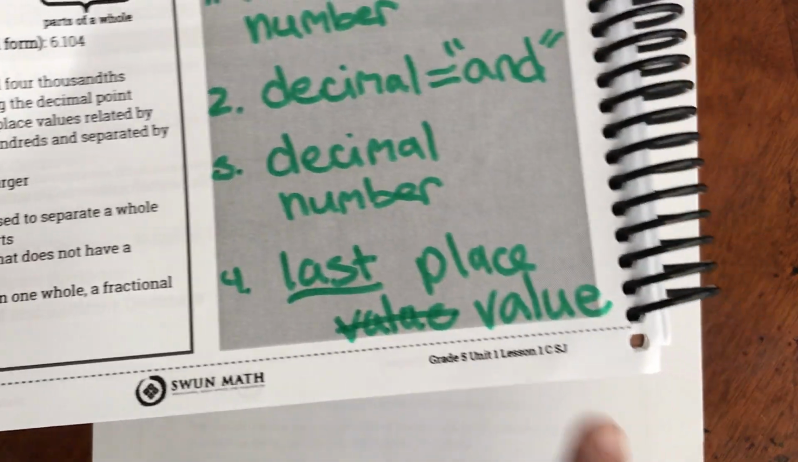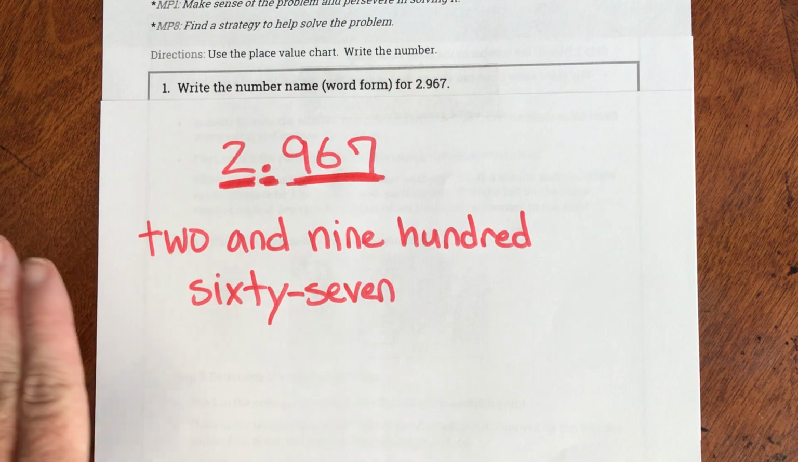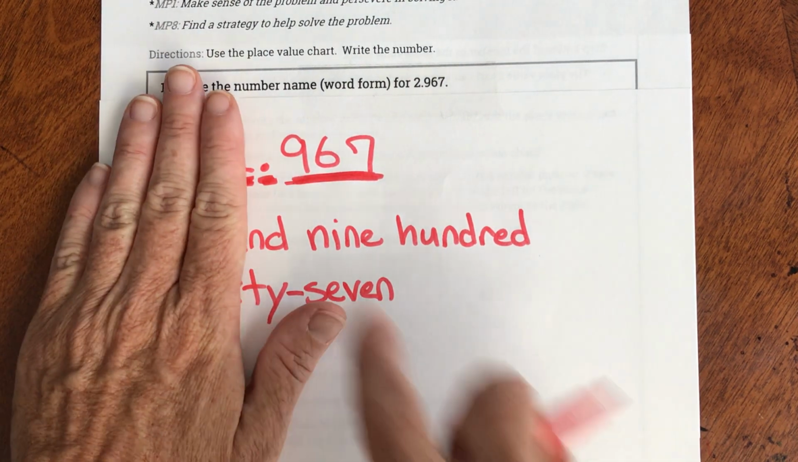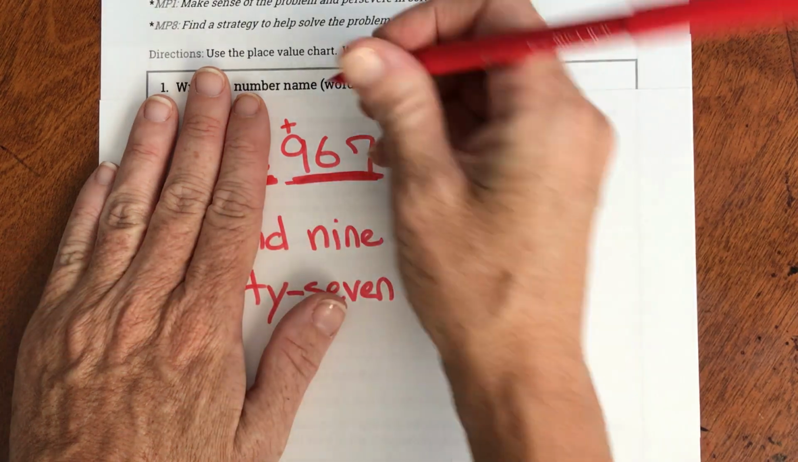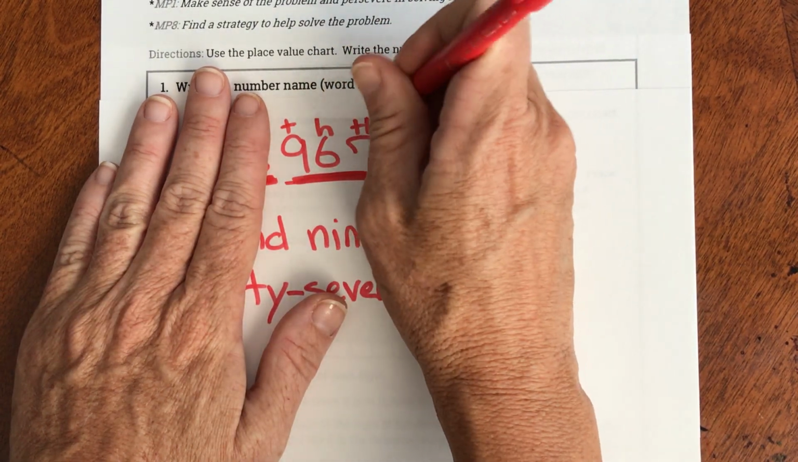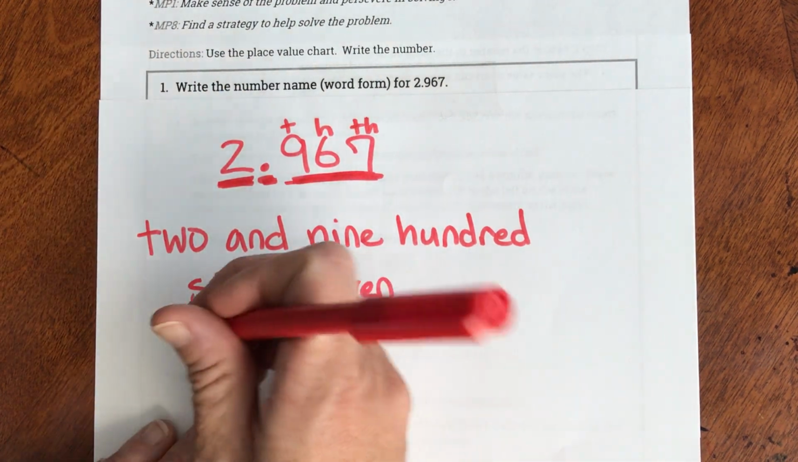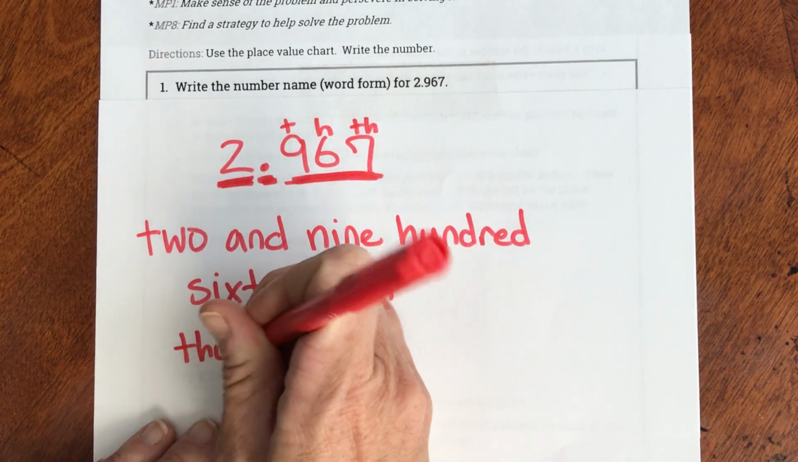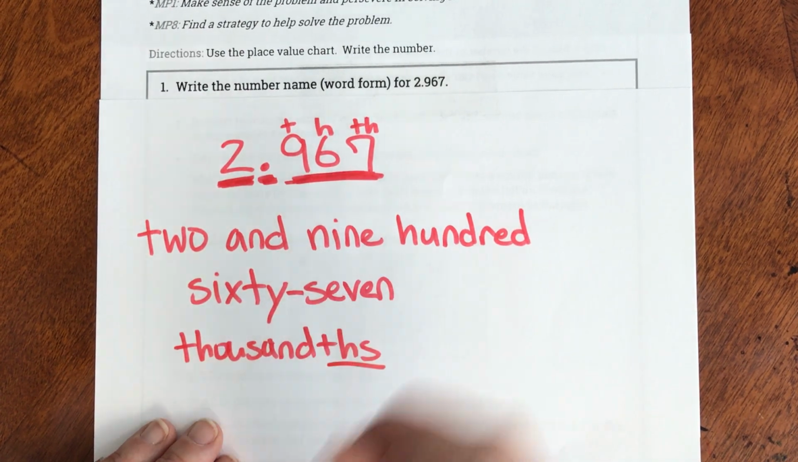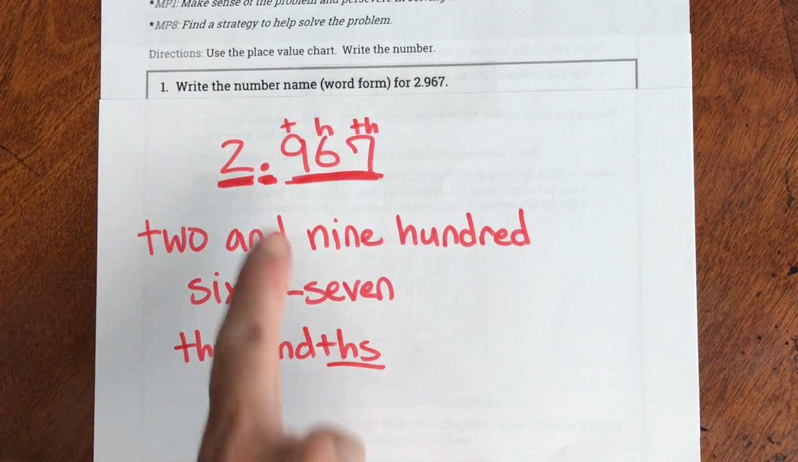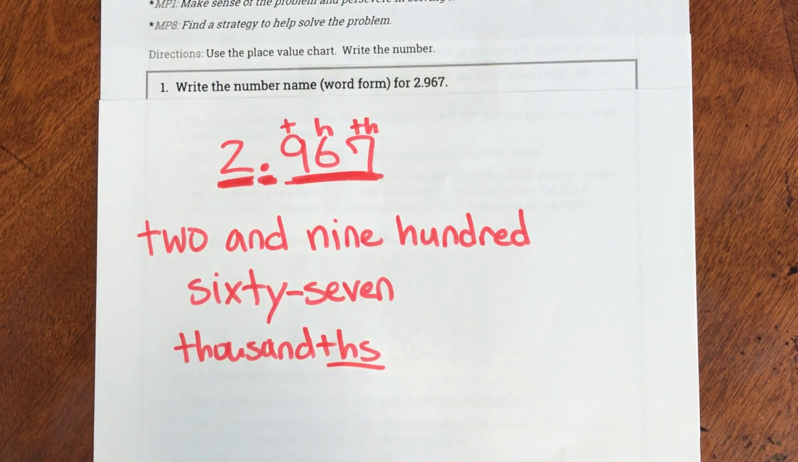And what's my last part? It says the last place value. So what was the last place value? Well, the first place value after the decimal is called my tenths. This is called my hundredths, and that's called my thousandths. So my last place value is called thousandths. And don't forget your THS. So I would say this number is 2 and 967 thousandths.